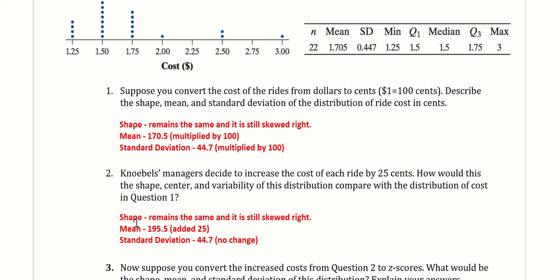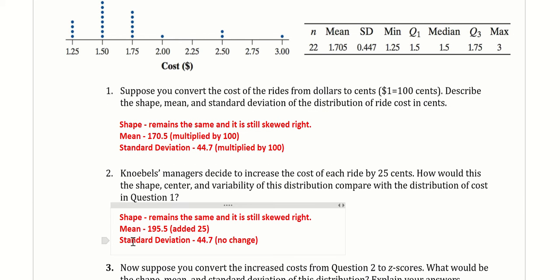The mean, then, it makes sense. Isn't the mean also going to move with the shift of the distribution? So the mean, according to my calculator, hopefully you see it on yours, is actually 195.5. And the way we got that was by taking 170.5 and adding 25 cents to it. So the mean increased by 25.